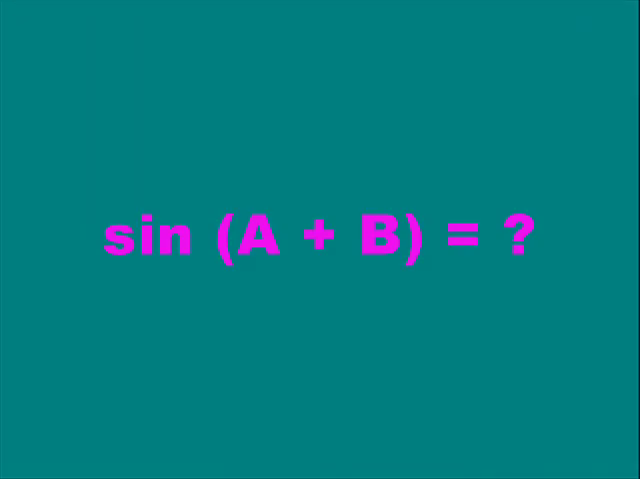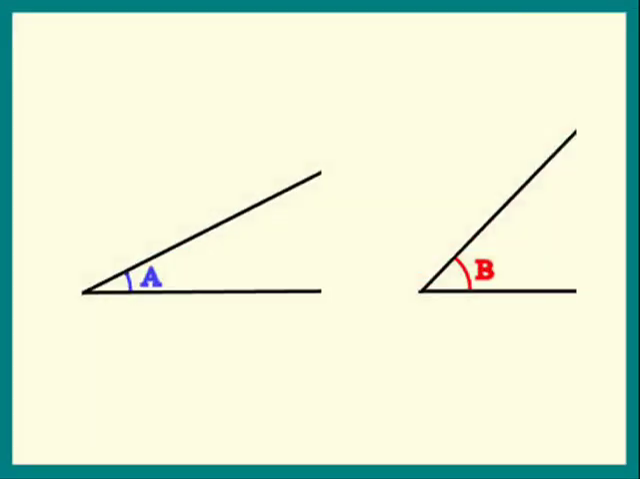In this lesson, we want to derive an identity for sine of A plus B. Let's draw two angles, A and B, and assume we know their sine values. We'll restrict our attention to acute angles, but it turns out the same result applies to all angles. Do you think we have enough information to find sine of A plus B?